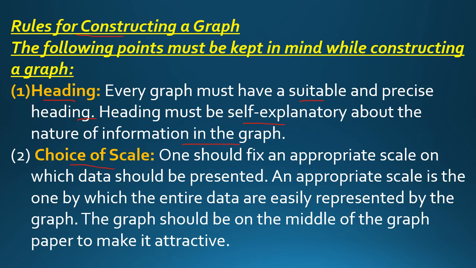The next one is choice of scale. One should fix an appropriate scale on which data should be presented. An appropriate scale is the one by which the entire data are easily represented by the graph. The graph should be in the middle of the graph paper to make it attractive. You have to choose the scale on which the values and volume of the data depend, like whether you are taking a scale of 10, 20 or 30, and the graph you are making should be in the middle of the graph paper so that it is attractive.